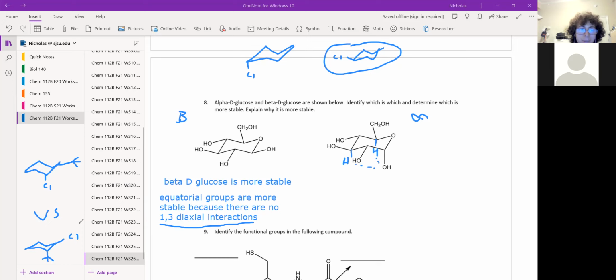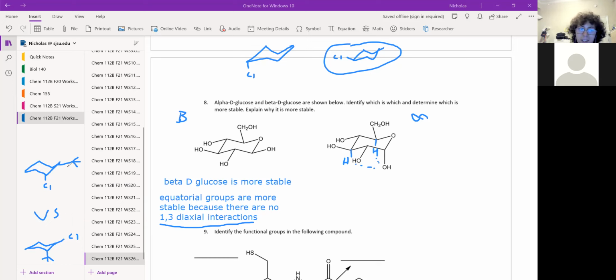Yeah, ideally you would want them both to be equatorial, but suppose you had this structure, the one on the top, and then you did a ring flip. So then one of them is always axial. Then there is a difference between these two. One of them is better to have equatorial than the other.